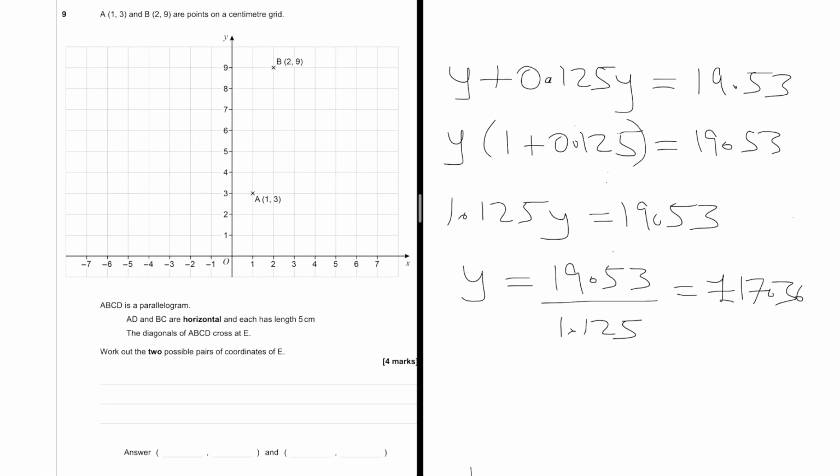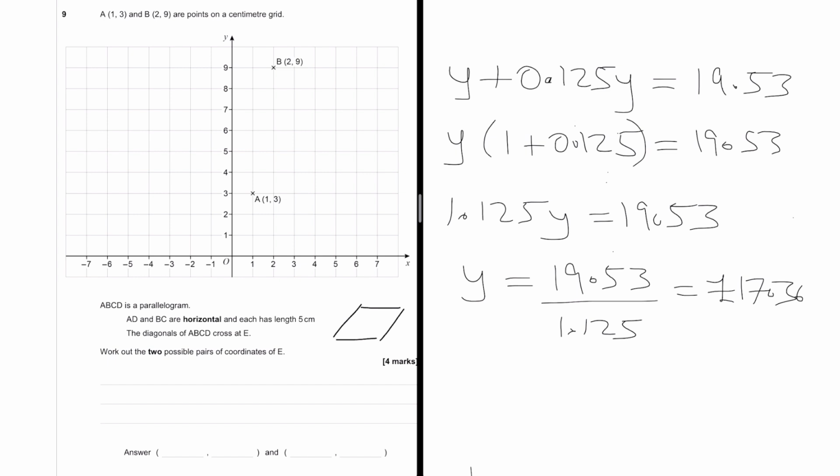So for question 9, we're given two coordinates, A and B, at (1, 3) and (2, 9), and we're told that ABCD is a parallelogram, and that AD and BC are horizontal and each has a length of 5 centimeters. The diagonals of ABCD cross at E, and we want to know the two possible pairs of coordinates of E. So, just roughly, a parallelogram, as the name probably suggests, is a shape where we have two pairs of parallel sides, and that's basically as far as it goes.